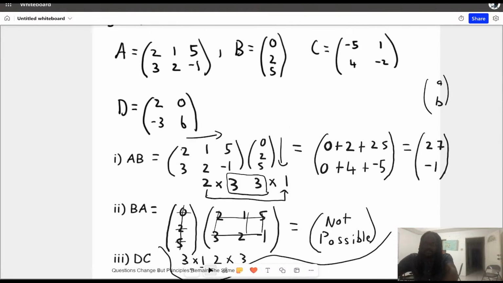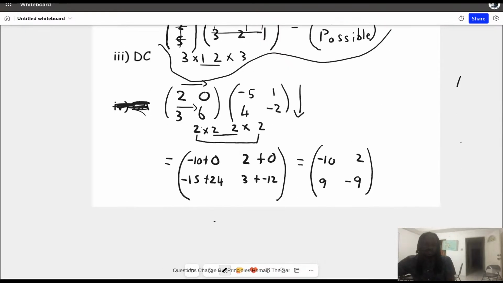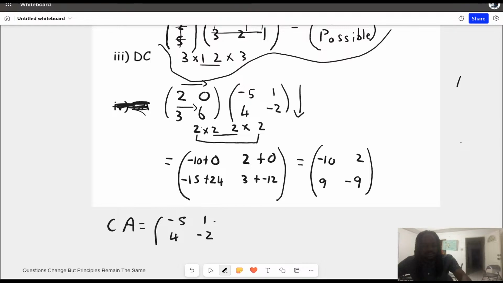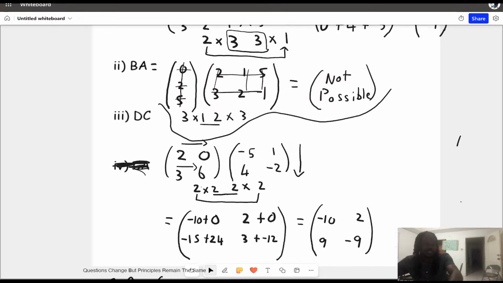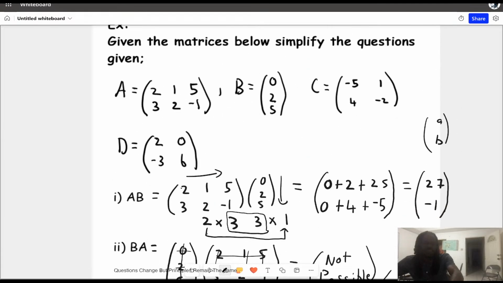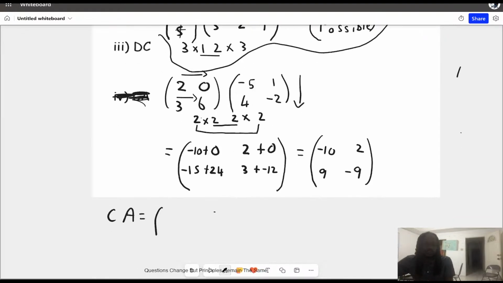So what is my C? That's -5, 1, 4, -2. Alright, so CA. Oh no, that is A, sir. That is A. And we have to make sure that we write the correct ones first, because the order in which you put them will determine if you can multiply them or not. Oh, that's not A, that is C. So -5, 1, 4, -2, that is C.